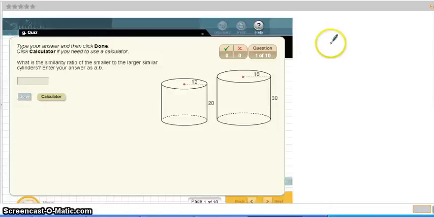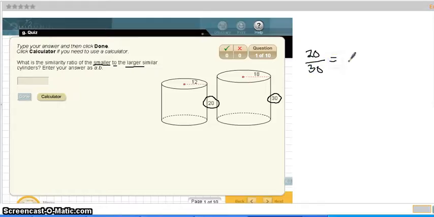All right, let's take a look at a couple of these quiz questions. This one says, what is the similarity ratio of the smaller to the larger similar cylinders? When you come across questions that involve ratios, this A colon B, you need to pay attention to the wording. It's the smaller to the larger. So when you look at these two cylinders, this dimension is for your smaller cylinder, this dimension is for your larger. So your ratio would be 20 to 30.